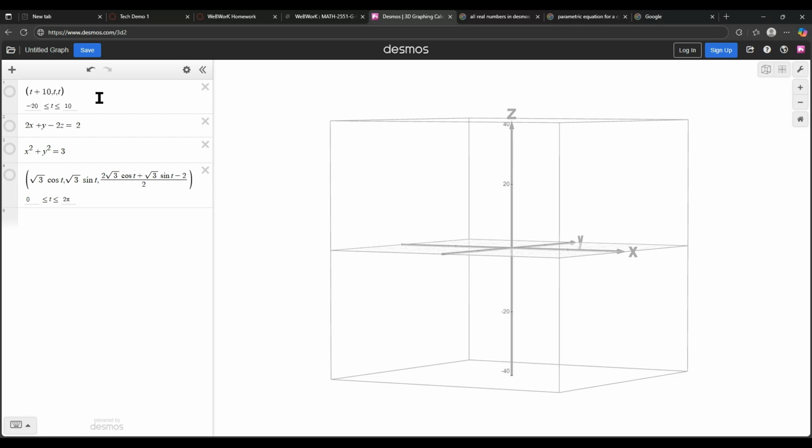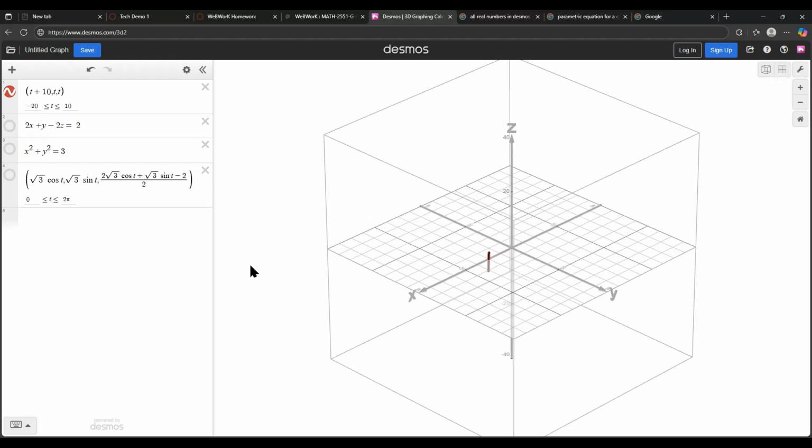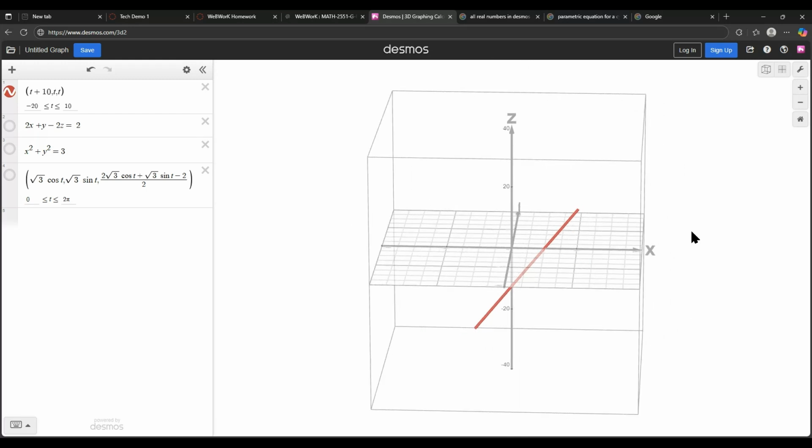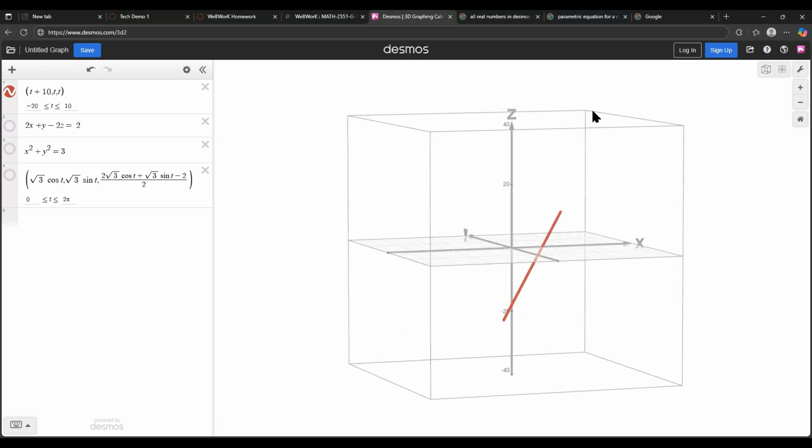And so as I click on this circle to the left, it'll bring up that line in 3 dimensions. So I rotate around, you can see how it intersects the x-axis, y-axis plane, and that's that line.